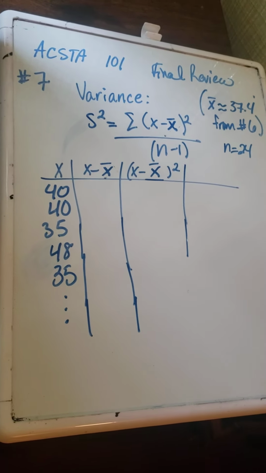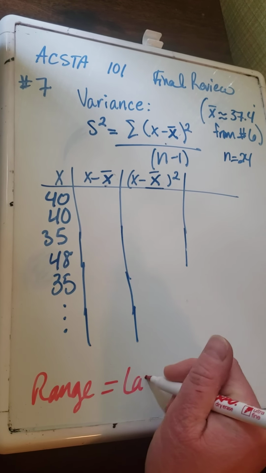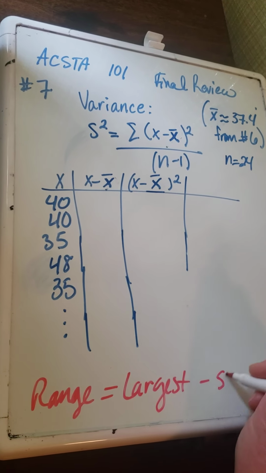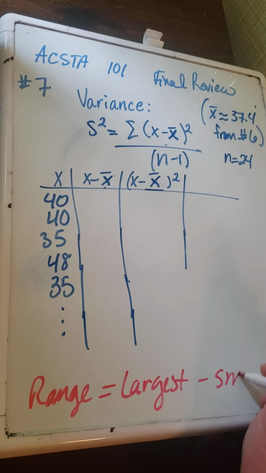For number 7, you're supposed to find the variance, the standard deviation, and the range. As a side note, the range is the largest minus the smallest number from your data set, and you include all the numbers, including any that are repeated. There are 24 numbers, or 24 nurses, from the data, and you need to include every single number. So the range for this one is 50 minus 24, so the range is 26.